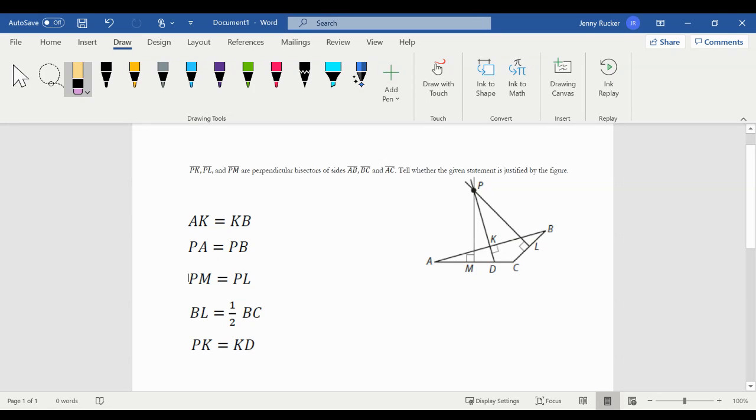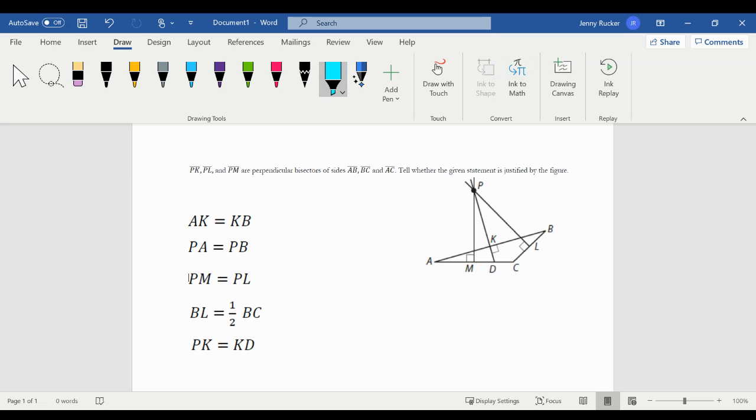In this problem, we are told that PK is the perpendicular bisector of AB, PL is the perpendicular bisector of BC, and PM is the perpendicular bisector of AC. We are asked to determine if the given statements are justified.